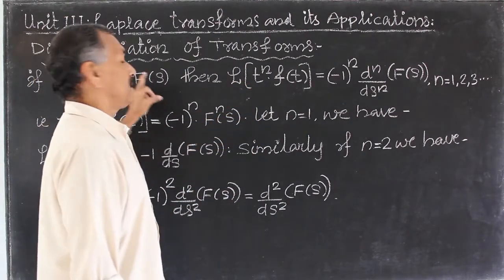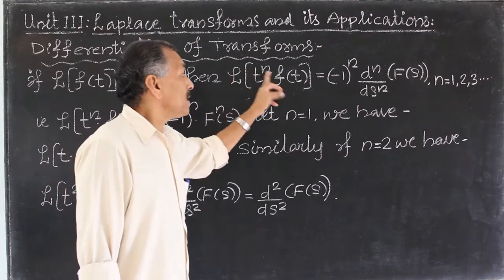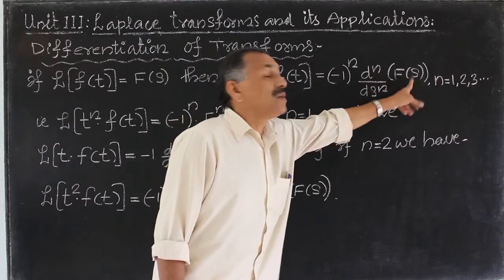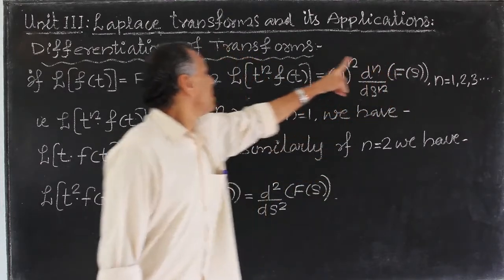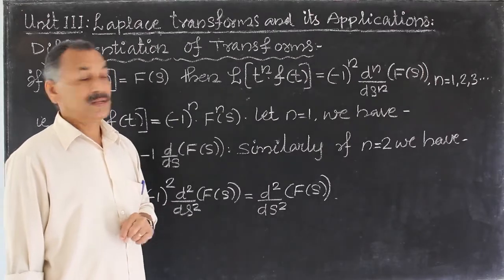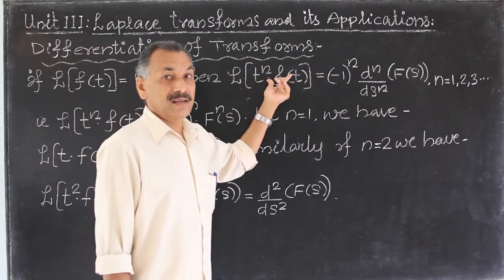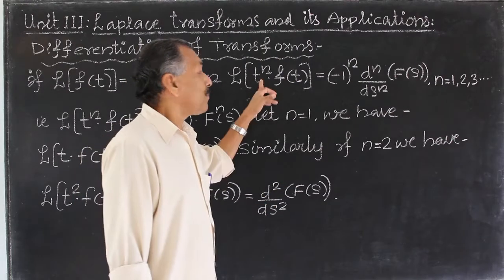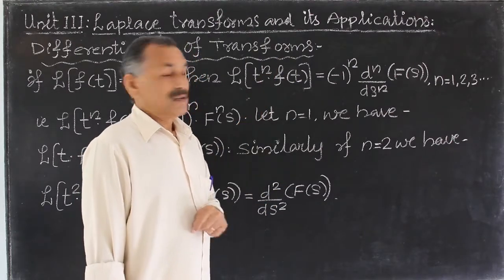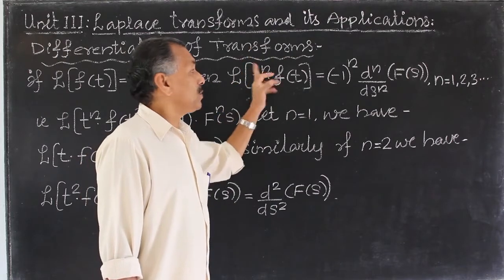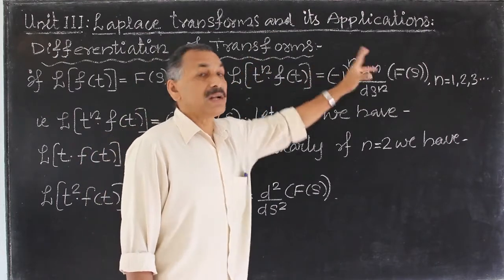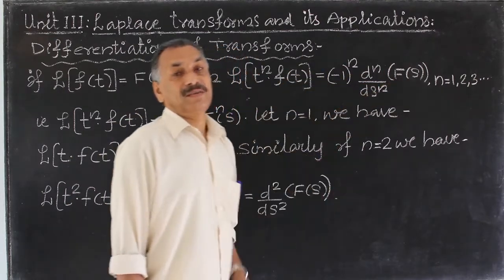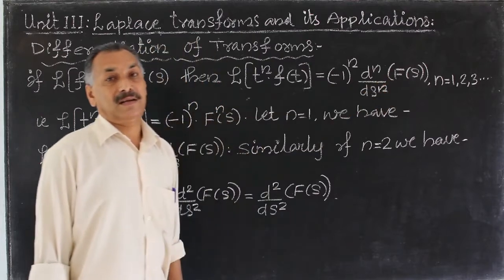If L of f(t) is equal to F(s), then L of t raised to n into f(t) is equal to minus 1 raised to n, nth derivative of F(s), where F(s) is the transform of f(t). This is a product, and inside the product there is a function f(t). What is the next term? Powers of t. Laplace transform of t raised to n into f(t) is equal to minus 1 raised to n into nth derivative of F(s), where n is equal to 1, 2, 3, etc.